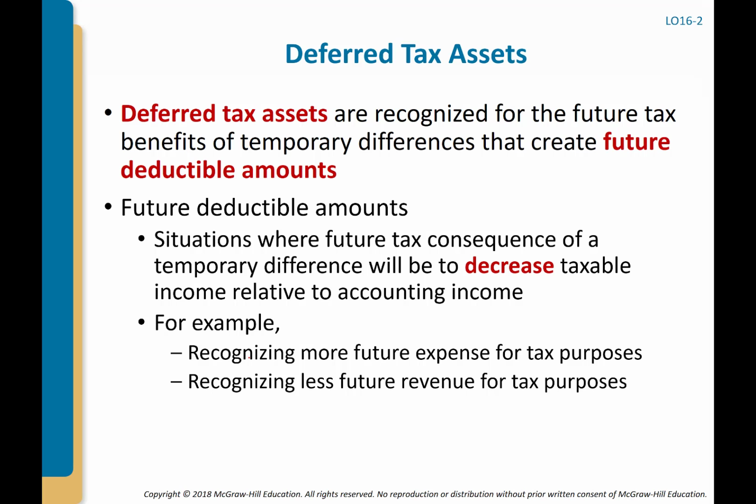Deferred tax asset. Okay, and they give us an example, recognizing future expenses for tax purposes. We'll take those now for book purposes. We'll get to take them for tax purposes later.